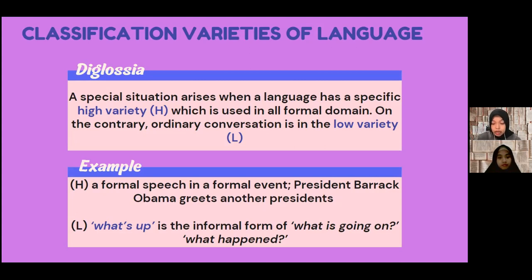It is learned in schools and used in classrooms, offices, courts, places of worship, and etc. The high variety has great prestige because it is the language of classical literature and religious texts. It unites people at the formal written level. The low variety is used in ordinary conversation and common use for people. So the example of the high variety and the low variety is a formal speech in a formal event, President Barack Obama greets another president. And the low variety is what's up, the informal form of what is going on or what happened.